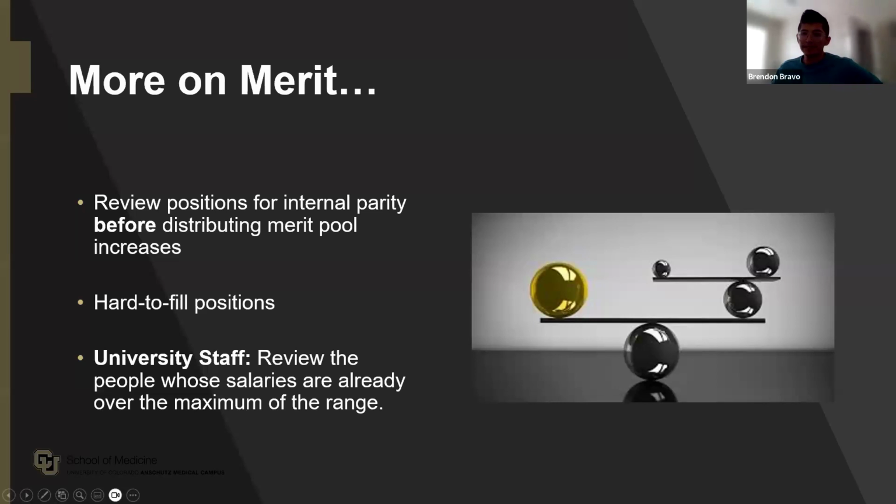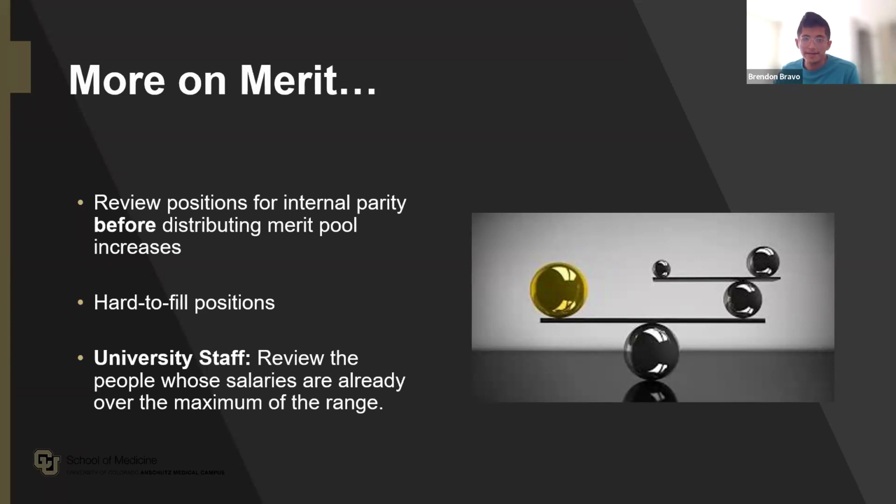And then just a couple more things on merit. You do want to make sure you're reviewing positions for internal parity before distributing that merit pool. That's just saying that similarly situated employees should have similar salaries. So unless there are significant differences in performance, it is important to maintain internal equity in order to avoid discrimination or equal pay claims. And it's especially important for individuals in protected classes.